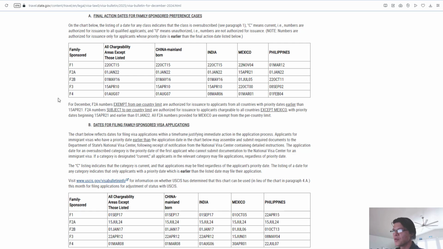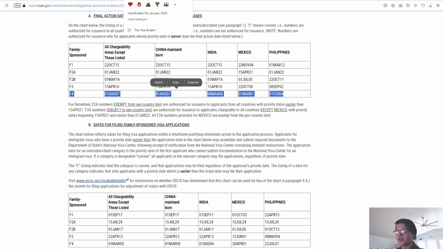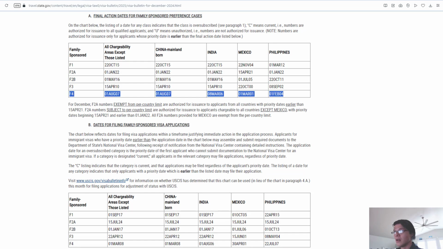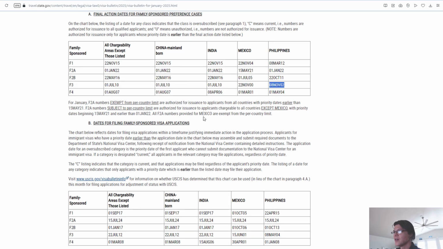All right, let's move to the F4 now. We have all chargeability on August 1st, 2007. Let's see what's going on for January. No movement at all. No movement for China. Looks like there is some movement for India from March 8th, 2006. We're moving to 8th April. So March, April, one month's movement for India.